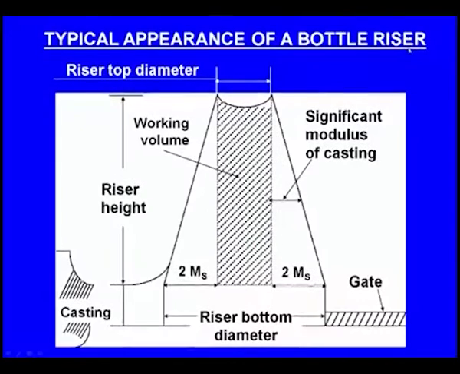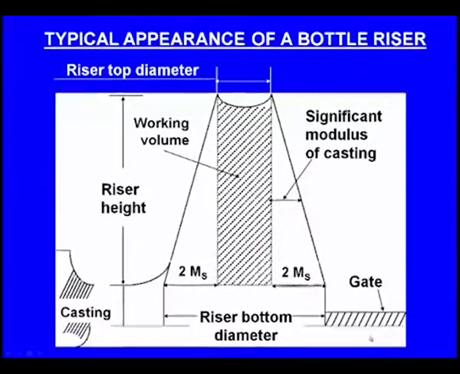Now, this is the typical appearance of a bottle riser. You can see this whole thing is a bottle riser. See, it is slanting. At the bottom, this is the bottom diameter. You can see the riser bottom diameter is this much, starting from here to here, whereas this is the top diameter. You see, the top diameter is very small, whereas the bottom diameter is very large. And here we can see this is the gate. Through this gate, molten metal enters, and this side is the casting, and this is the height of the riser.